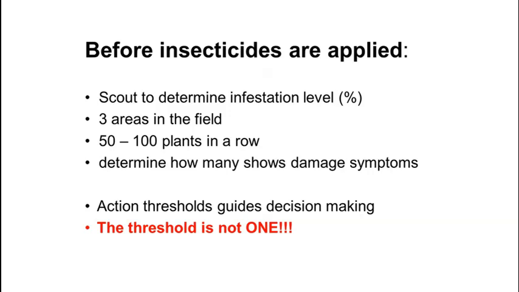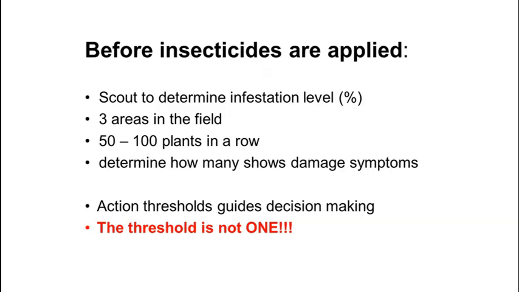Before insecticides are applied, certain things have to be kept in mind. It is very important to scout for damage and determine the percentage infestation on a field. That is usually done by looking at 3 different areas in a particular field, counting 100 plants in a row and checking how many of them have damage. This will provide you with an objective indication of how serious the infestation is, and you can use an action threshold, which we will talk about later.